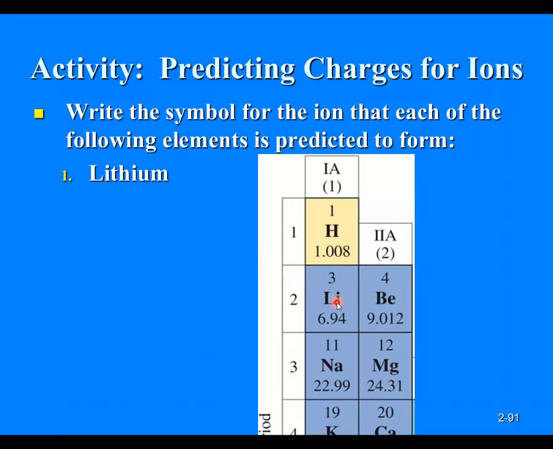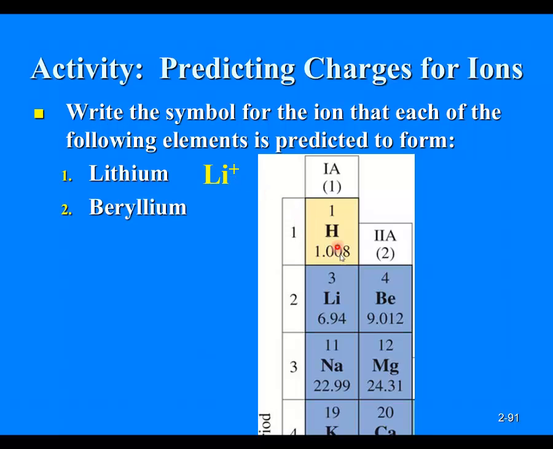It's an alkali metal. It's going to want to lose 1 electron to be like the nearest noble gas before it. In this case, that would be helium. So I would predict, since it's in group 1, it forms a charge that's equivalent to that group number, in this case, forms a +1 charged cation. So there's my symbol.